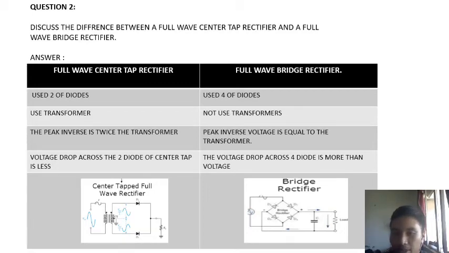The full wave bridge rectifier uses 4 diodes and does not use a center tap transformer. Peak inverse voltage is equal to the transformer voltage. The voltage drop across the 4 diodes is more. The diagram is different.